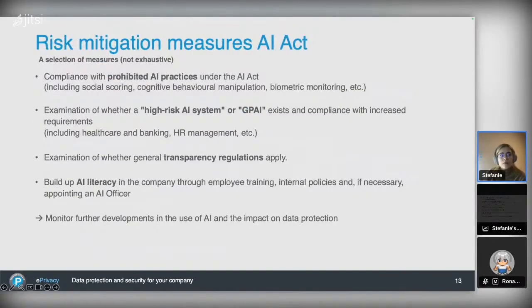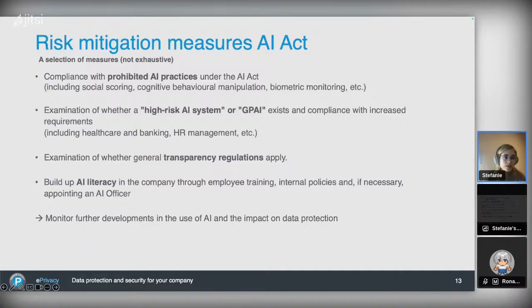So what risk mitigation measures are there for the AI Act? The first one is, of course, to check if we are compliant with the prohibited AI practices, so that we don't use them anymore starting from February next year. Then we should check whether we are using a high-risk AI system or a general purpose AI model, because these have a lot of requirements we need to take care of under the AI Act. And then we should also check whether we fall under the transparency regulation for specific AI systems like chatbots or the creation of deepfakes.